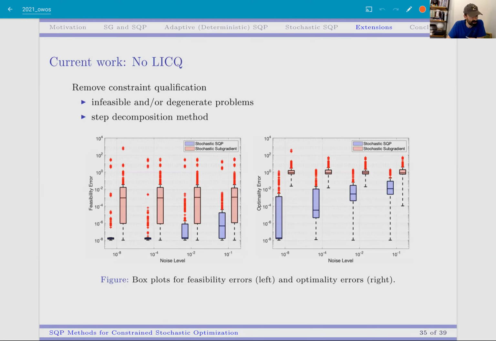We've also extended our algorithm to the setting of relaxing constraint qualifications. In this case, if you don't have the LICQ, you could have infeasible or degenerate problems. And we switch in that case to an algorithm that uses a step decomposition method: one step towards the constraints, one in the null space towards optimality. These look like the exact same kind of plots that I had before, but they're for a new algorithm. The problems that these were run with all have degenerate constraints, so the Jacobians all have singularity in them. And you can see that the algorithm behaves the same way as before in a similar comparison to stochastic subgradient.